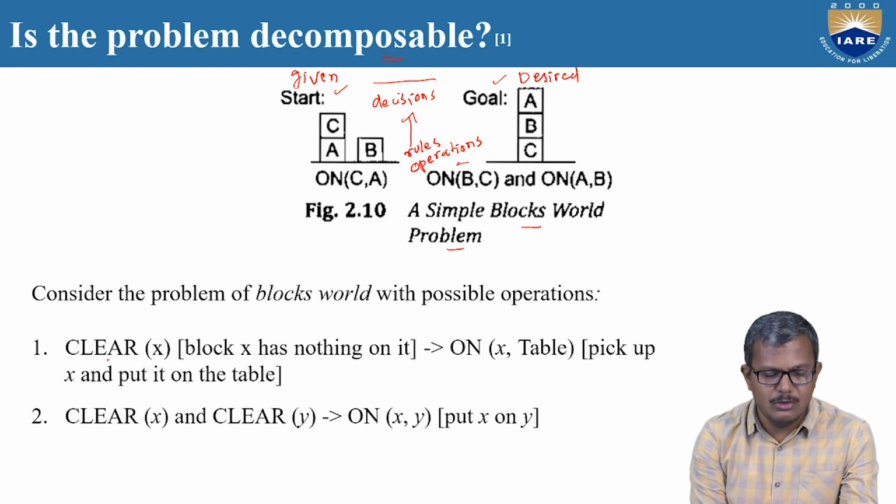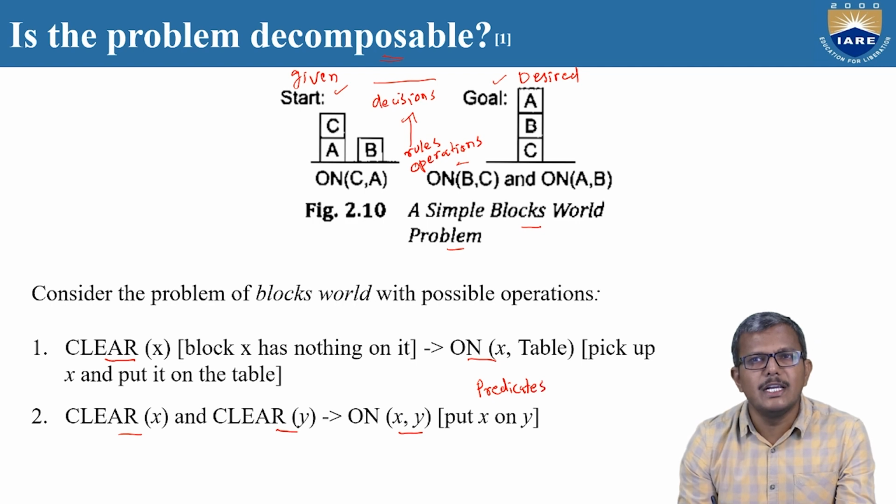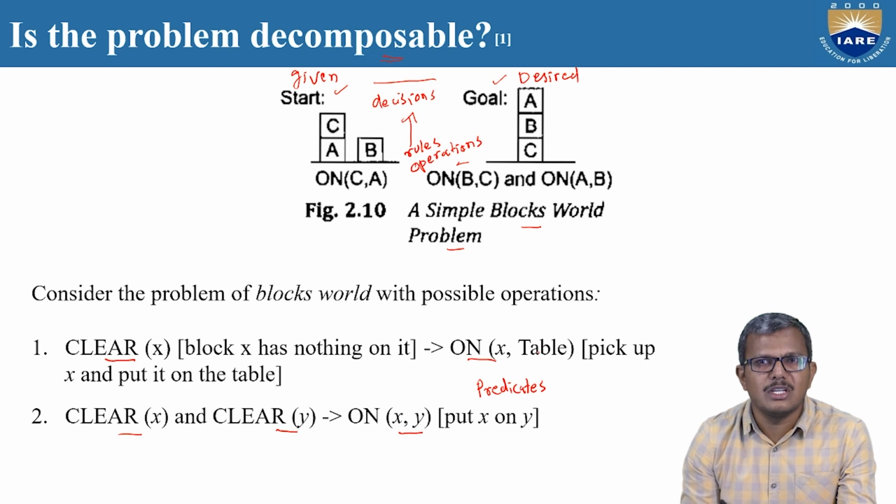So what are the operators given to us? You try to understand: clear x, on x comma table, clear y, and on x comma y. All these things are called predicates. We will try to understand these predicates more clearly in the coming sessions. These predicates are nothing but some possible operations which we can apply in order to solve this block world problem. So we will try to understand what these predicates are telling.